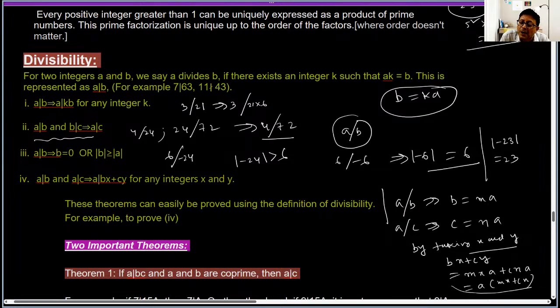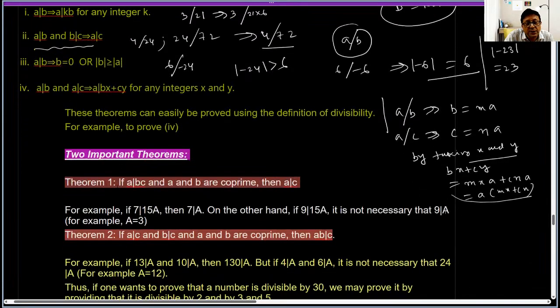Clear? So Bx plus Cy is divisible by A. Correct? You understand? So A divides B and A divides C implies A divides Bx plus Cy. Clear? Now let us learn two important theorems here.